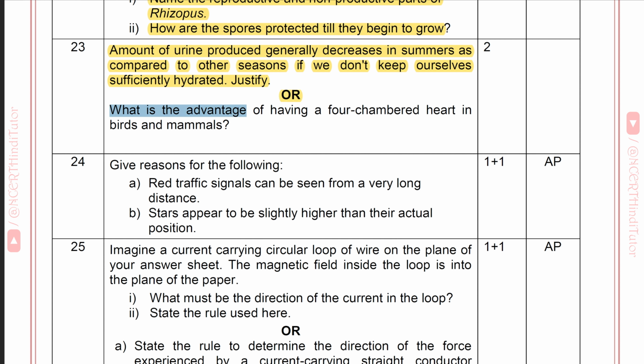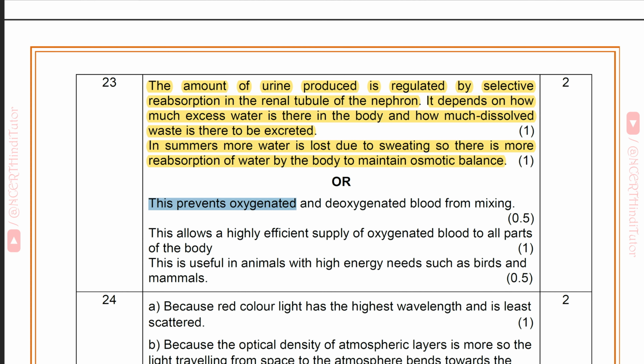Or, what is the advantage of having a four-chambered heart in birds and mammals? Answer: this prevents oxygenated and deoxygenated blood from mixing. This allows a highly efficient supply of oxygenated blood to all parts of the body.